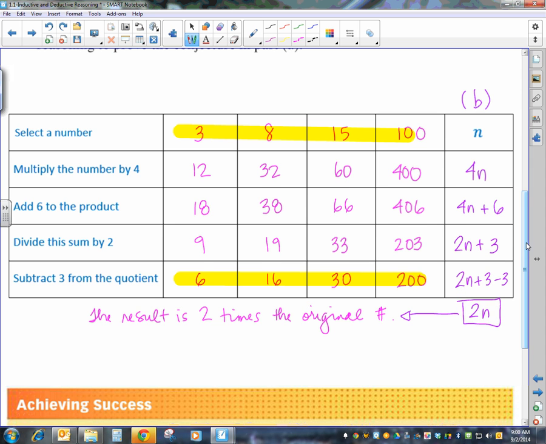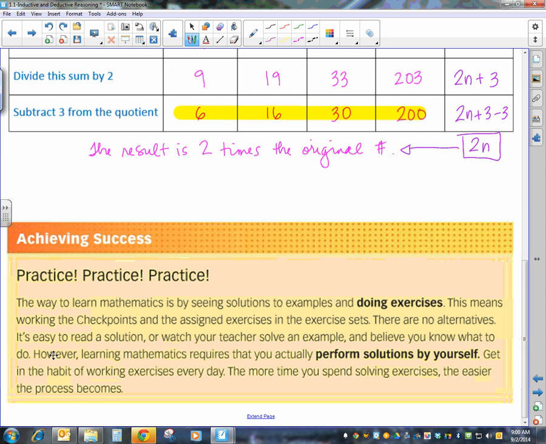Now that's the end of patterns. One thing I do want to emphasize, and it's in your book, the best way to learn math is seeing the solutions to examples and then doing the exercises. Some of y'all hadn't picked up on that yet, so I really hope that you will actually perform the solutions by yourself and get in the habit of working exercises every day. Because the more time you spend solving exercises, the easier the process becomes, and that's why we're doing our classroom the way we're doing it. So if you have any questions, come see me, and I will see you in class.